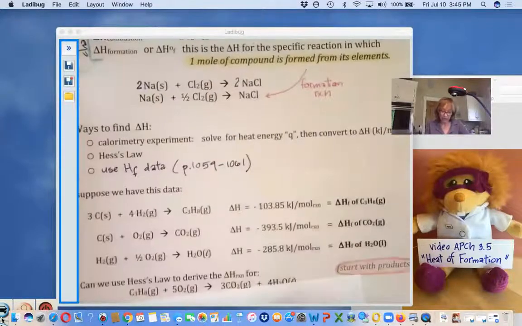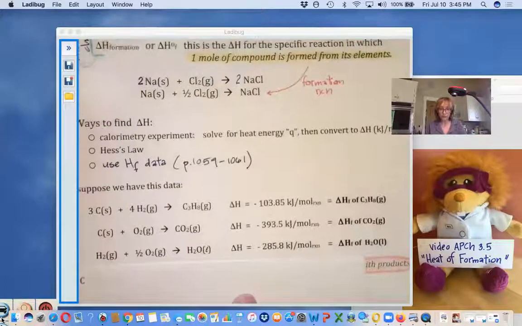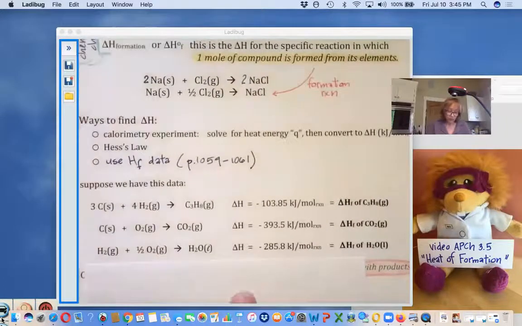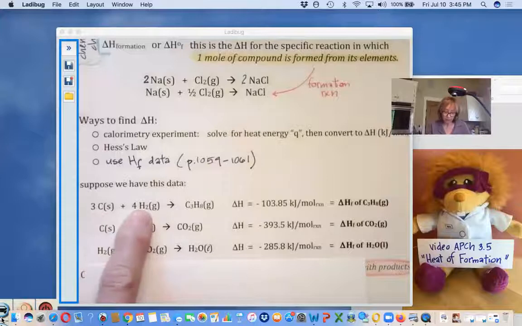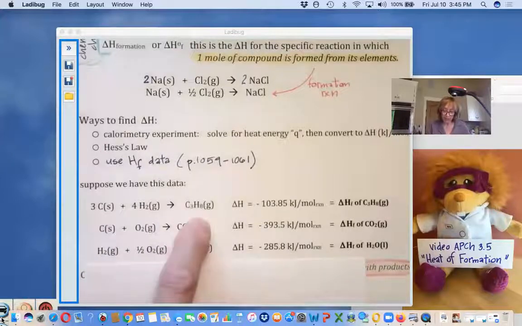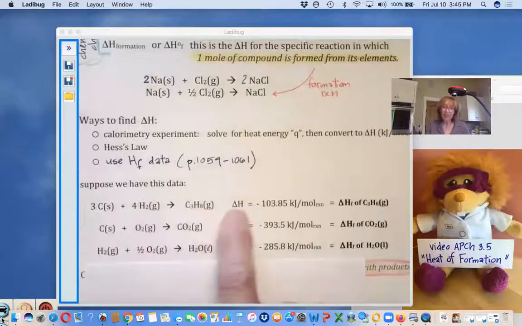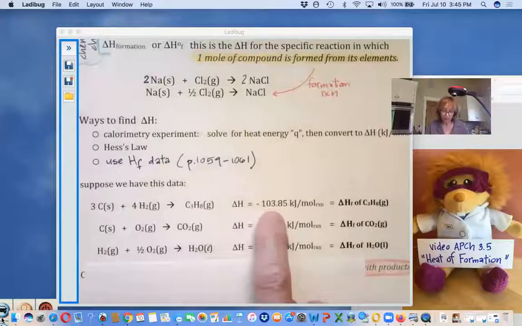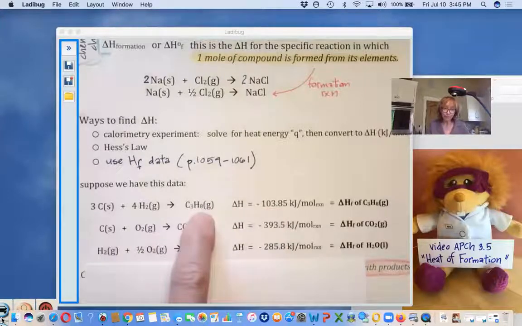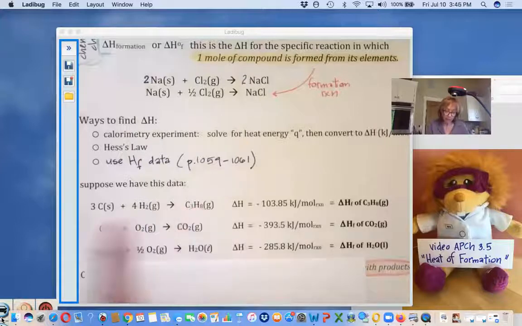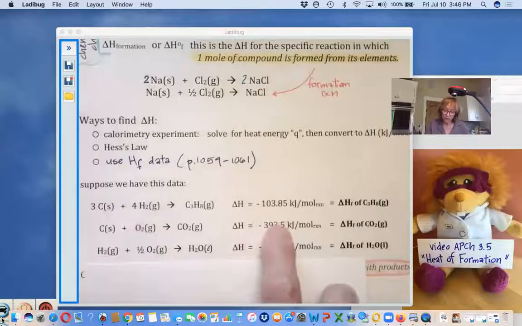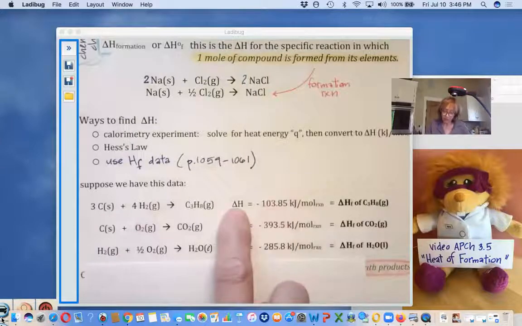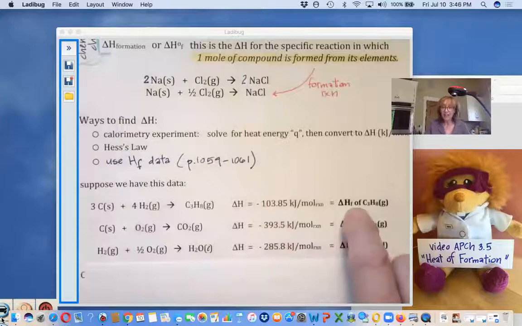Let's suppose that we have these 3 equations. We have 3 carbons and 4 hydrogen molecules making propane. That's a reaction. It has this delta H value. But do you see that this is a formation reaction where 1 mole of a compound is formed from its elements? So this delta H value right here is actually the heat of formation for propane.